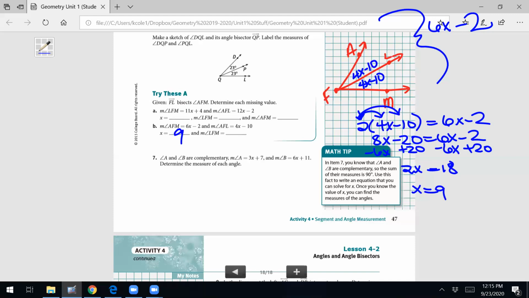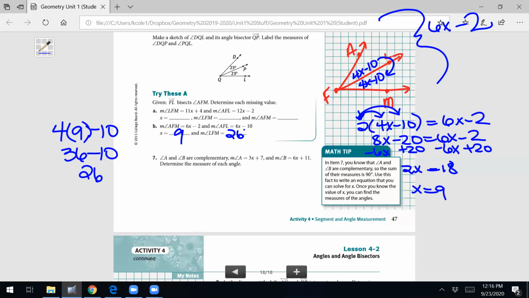Okay, now LFM is the angle that they didn't give us. Okay, they didn't tell us what this was, but I already wrote it as the same thing because I know it's going to be congruent. So all I need to do is plug it into what it's congruent to and solve. So what is 4 times 9? What's 36 minus 10? So it's 26 degrees.